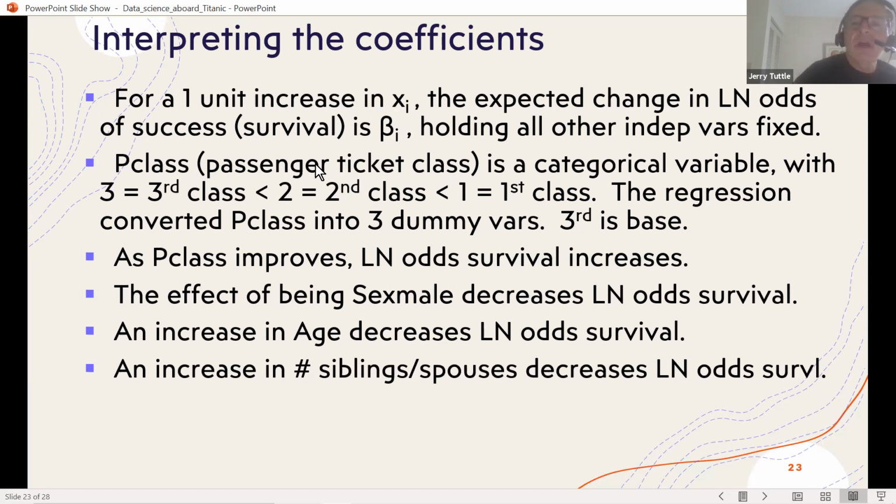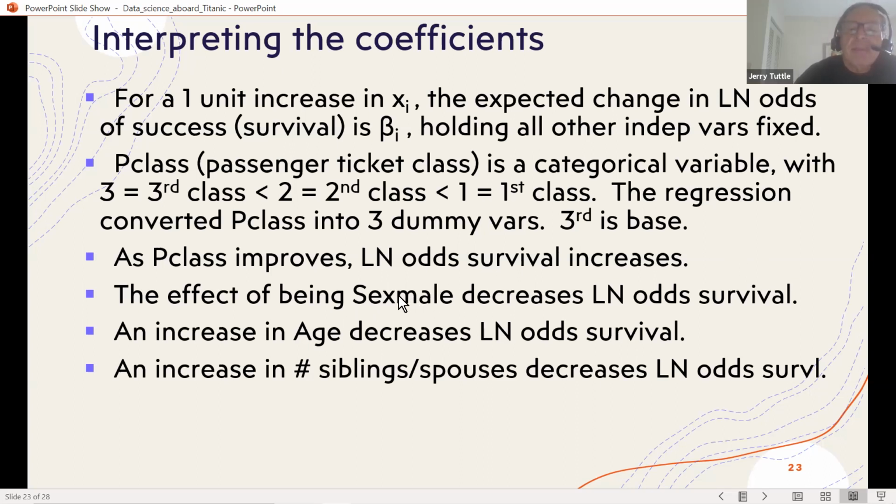And the regression actually converted these into three variables. This was one variable with three levels. The regression converts it into three dummy variables for regression purposes, where the third is the base. As the class improves, the ln odds of survival increases. And that sort of makes intuitive sense. The people who were in the lowest class of ticket purchase were further away from the main deck. It took them longer to get to the main deck.